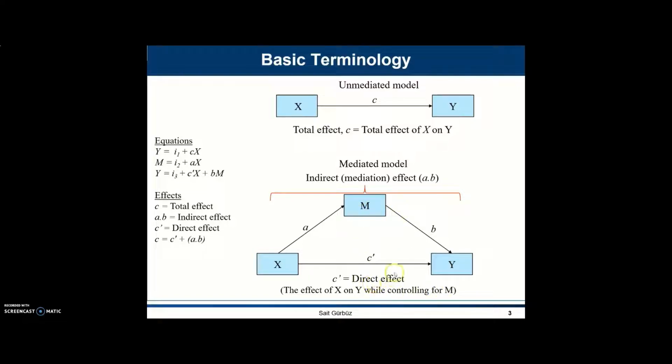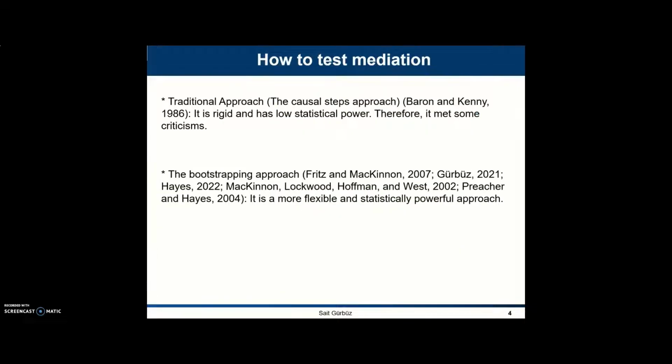This is the direct effect. And also in the mediated model we have the indirect, or mediation, effect, which is A times B. So when we multiply A by B, we can calculate the indirect effect. And all equations could be used for this model, as you can see.